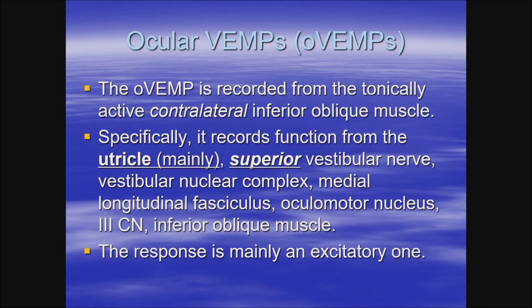This differs from the cervical vestibular evoked myogenic potential, because this time we are recording utricular function and not saccular function. So we are recording from the utricle, the superior vestibular nerve this time, and this time we are recording an excitatory response and not an inhibitory one. So, two different VEMPs recording from two different parts of the vestibular labyrinth, the utricle and the saccule.